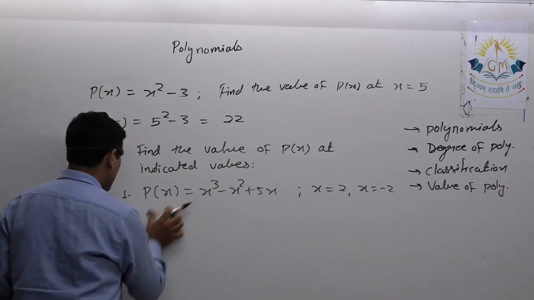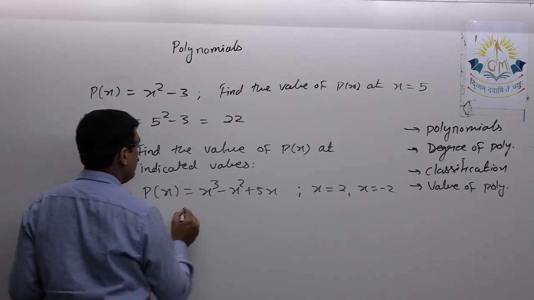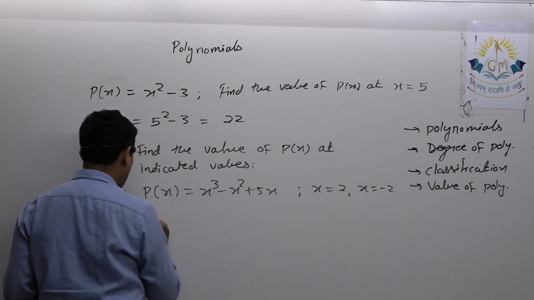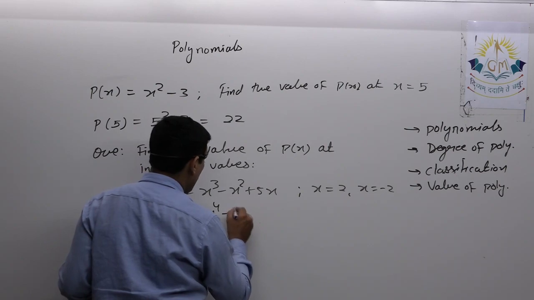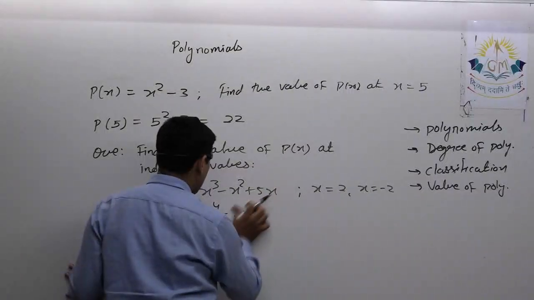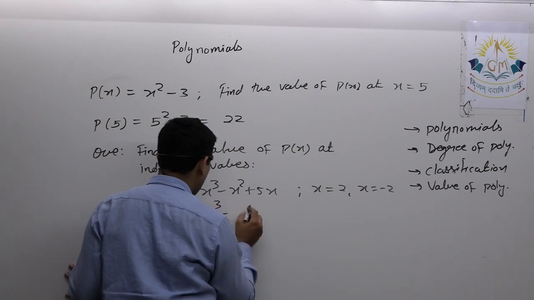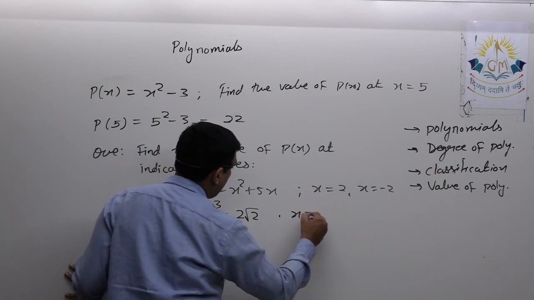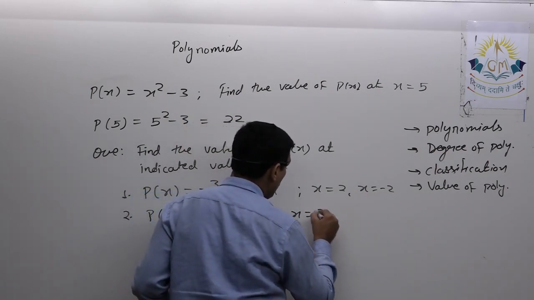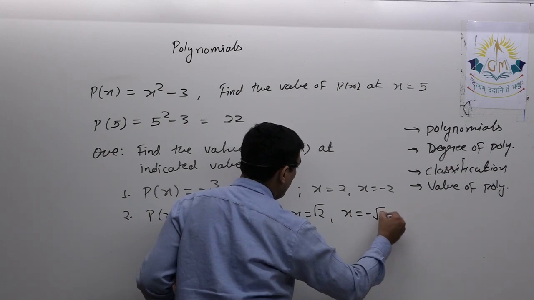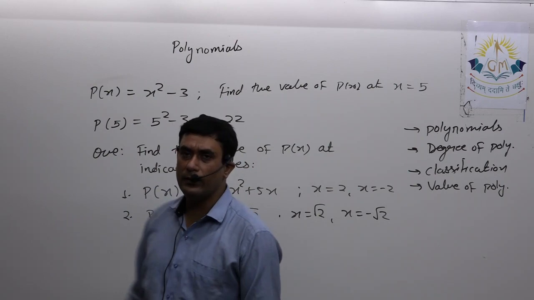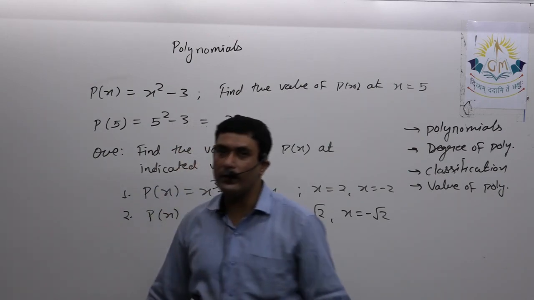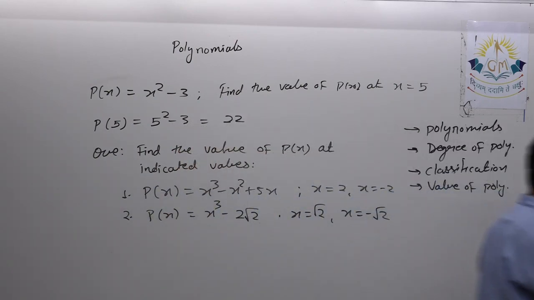Second is p(x) equal to x raised to 4 minus root 2 x cube minus 2 root 2, at x equal to root 2 and x equal to minus root 2. Okay, so try for a while how you will get its solution. Then I will tell you how to solve, and then we come to the next concept.